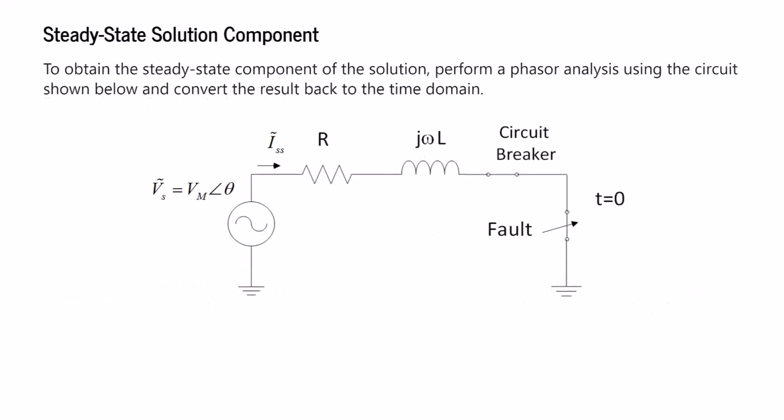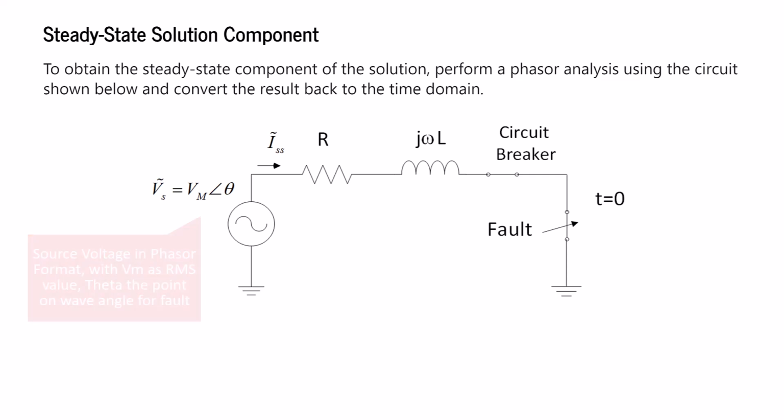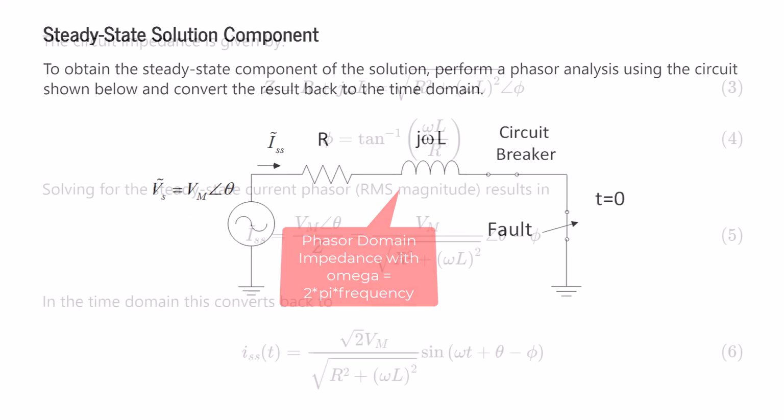To obtain the steady state component of the solution, we need to perform a phasor analysis using the circuit shown here and convert the result back to the time domain. Note we have replaced the time domain source by its phasor equivalent with magnitude Vm and angle theta. Also, the resistance and inductance have been replaced by the phasor impedances R and j omega L.